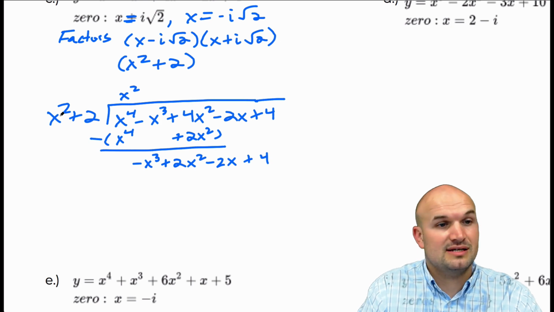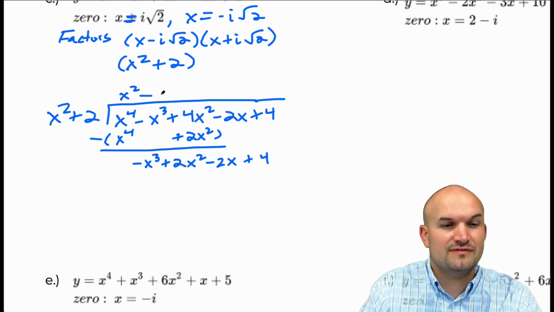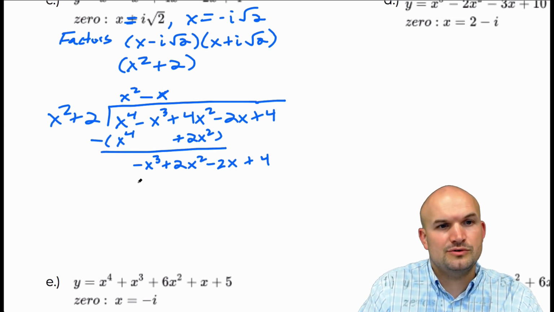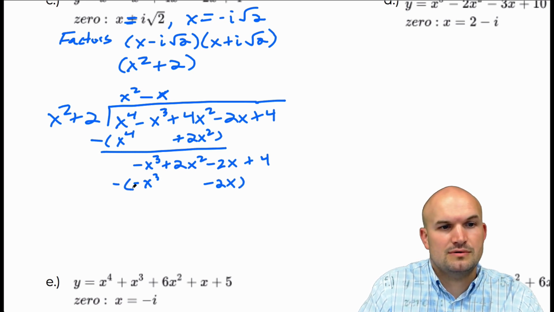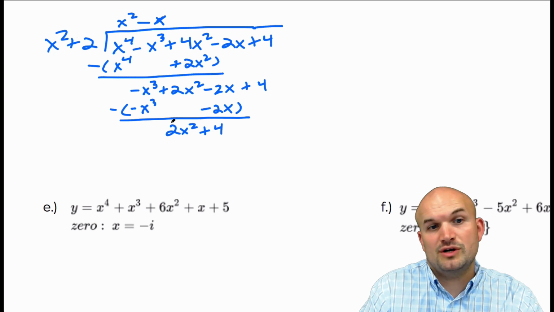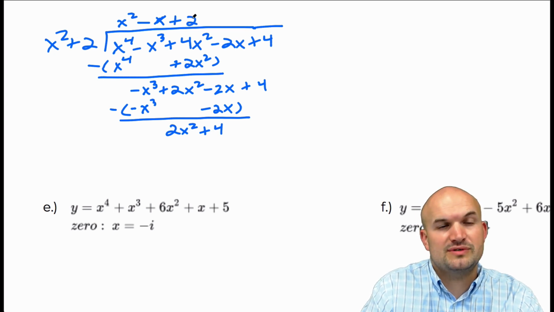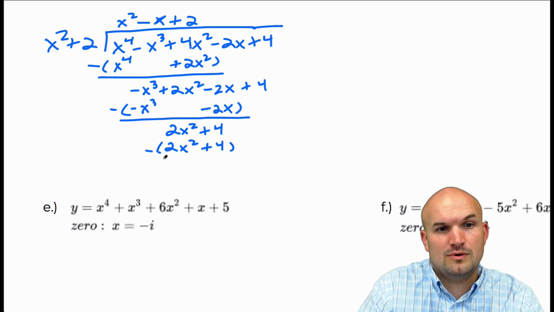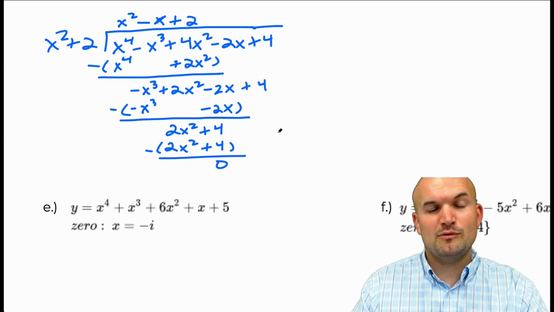Okay, now we follow the same process again. X squared goes into negative x cubed, negative x times. Negative x times x squared is negative x cubed. Negative x times 2 is a negative 2x. Subtract my rows. Those all go to 0, so I'm left with 2x plus 4. X squared divides into 2x squared, positive 2 times. 2 times x squared is 2x squared. 2 times 2 is positive 4, and you can see these are exactly the same, so when I subtract them, obviously I'm getting 0 as my remainder.